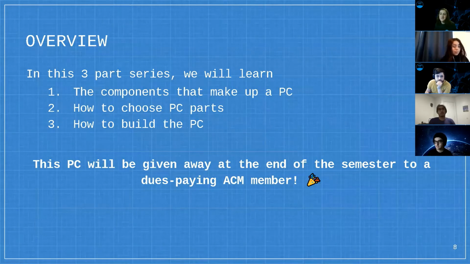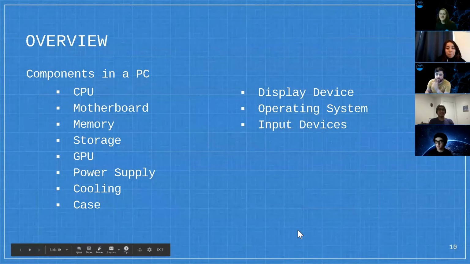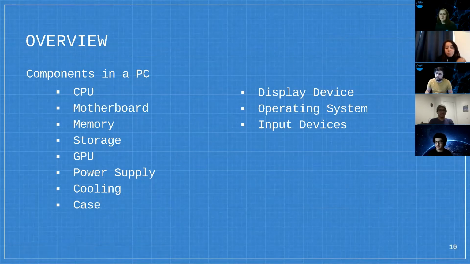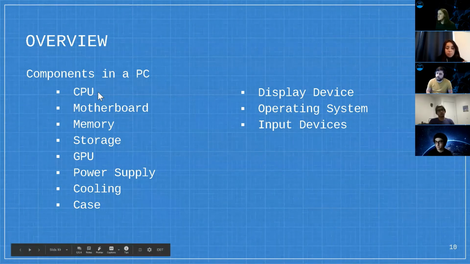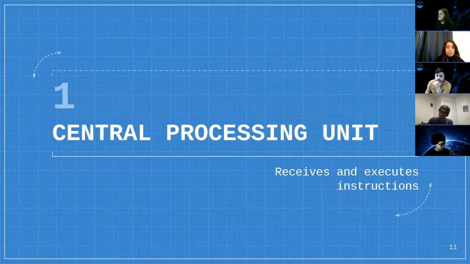So like I said, this one is just going to be the components that make up a PC. We have this giant list of components that we are going to try to go through with you all, on a high level, from the central processing unit to ending with input devices and display devices and stuff like that. So hopefully by the end of this, you'll have an idea of what each of these parts does inside of a PC. Like Janelle said, we're going to be discussing various components.